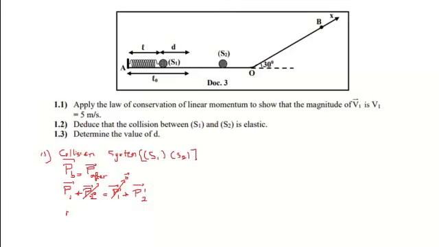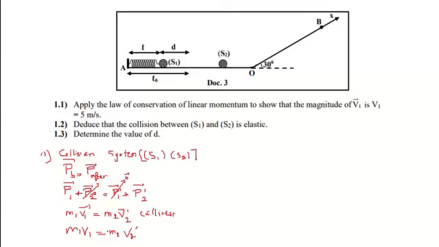So what do I have? I have M1 V1 vector, which we want to find, equal to M2 V prime 2 vector. This is after the collision. And then since they are collinear, I can take off the vectors, and we will have M1 V1 equal to M2 V prime 2. And we already have that the masses are equal.